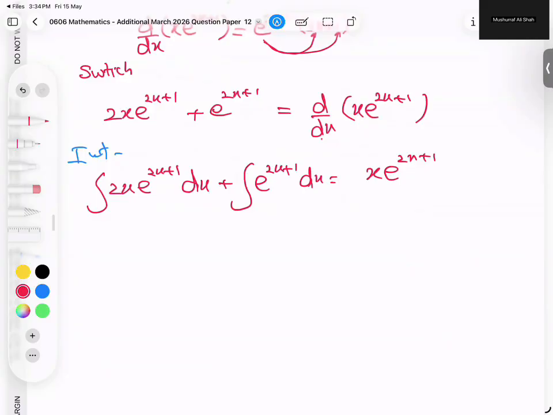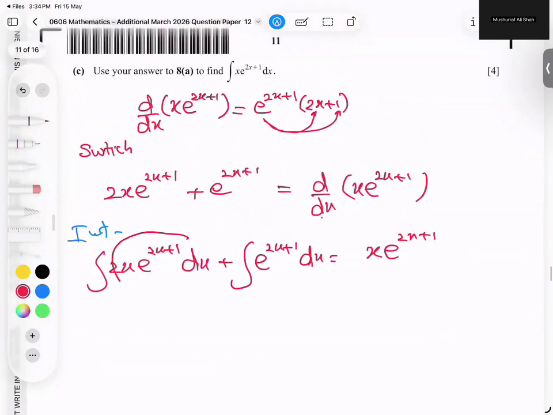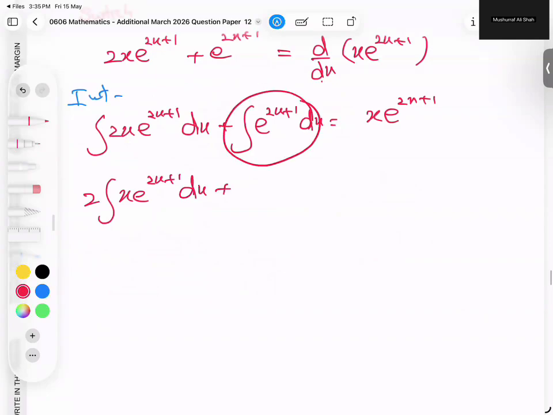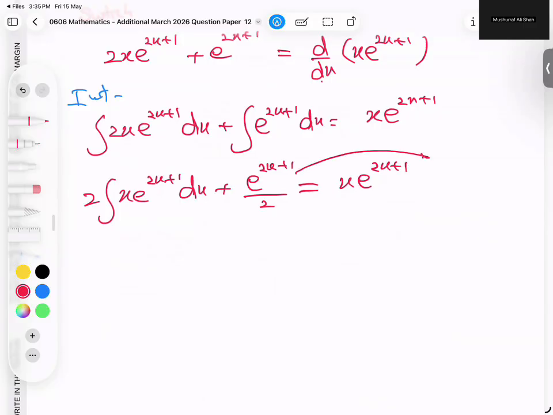Okay, now what is my plan? This I have to make the subject, except this extra 2. Extra 2 I'll bring outside. And this integration we know. First keep the whole thing as it is and divide by 2. And this we have already done. We have this already available. And this will go on the other side and then 2 will divide.